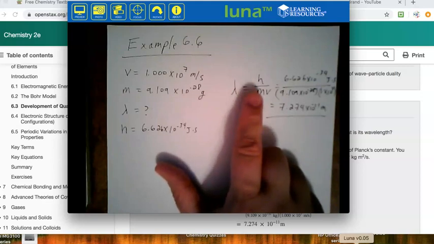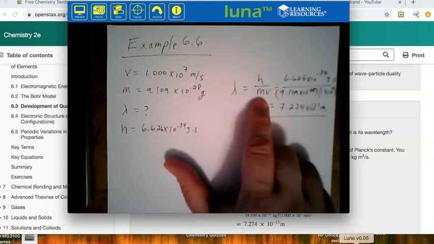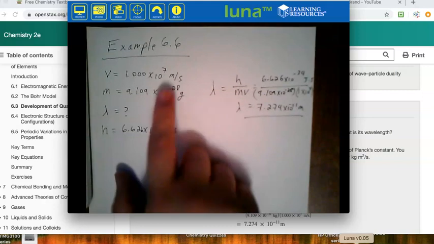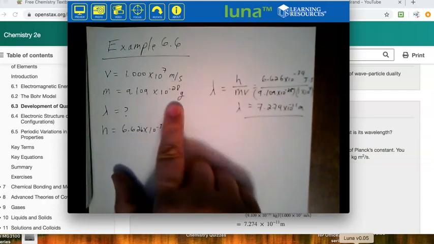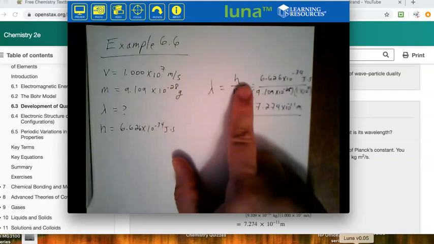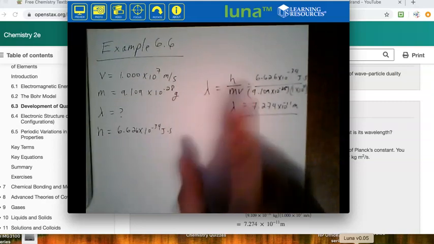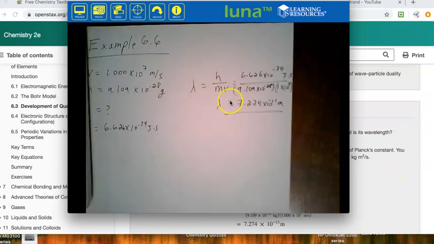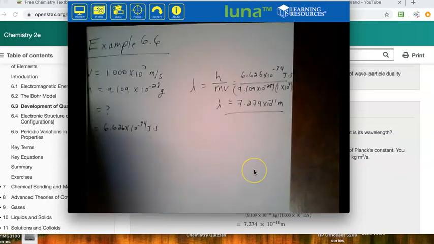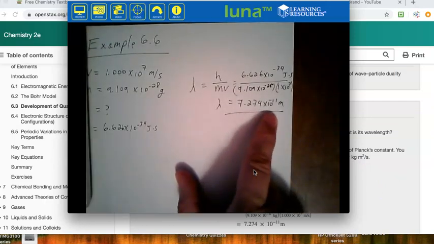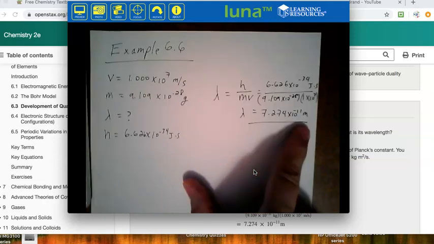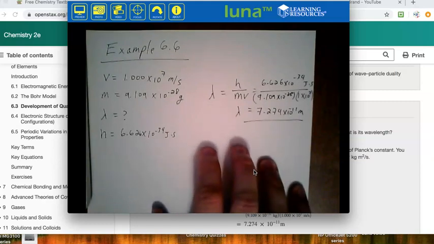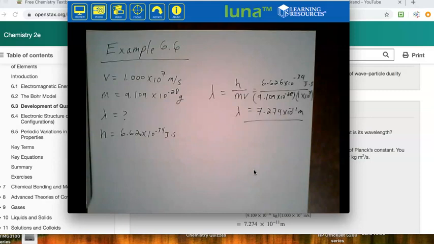The wavelength is equal to Planck's constant divided by the momentum. Momentum is equal to the mass times the velocity of the particle. Here we have the velocity in meters per second, we have the mass, and Planck's constant is 6.626 times 10 to the negative 34 joule-seconds. We plug that into our formula, and we get a wavelength of 7.274 times 10 to the negative 11th meters. For these types of problems, it's pretty simplified. You just plug into the equation to solve for the variable you're looking for.